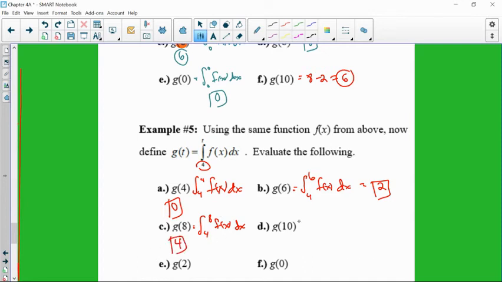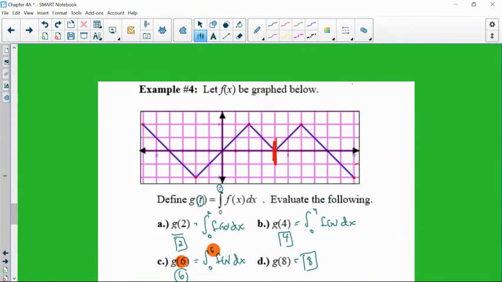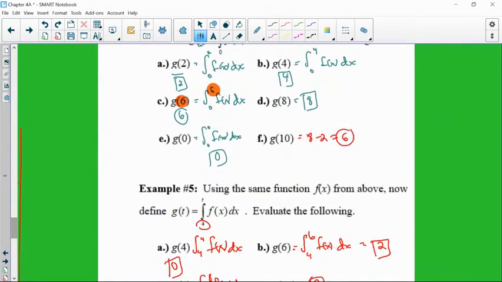And g of 10, remember that started bringing negative area back. So I believe that would be area of 2. And we can make a quick visual starting here. So you have an area of 4, but then we take away the 2. 4 minus 2 has a total displacement of 2.